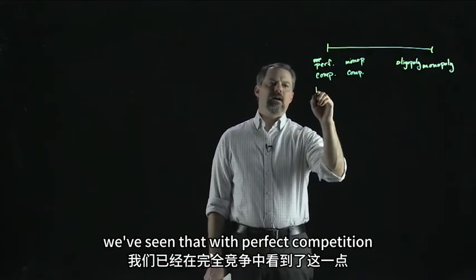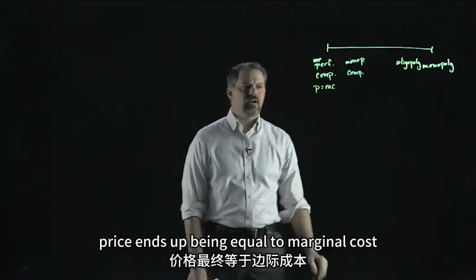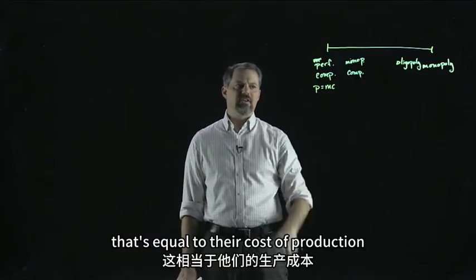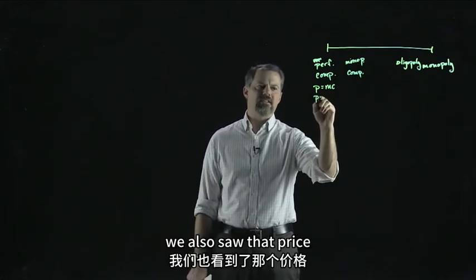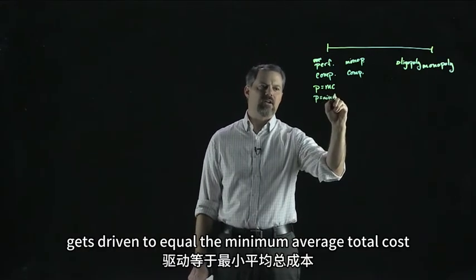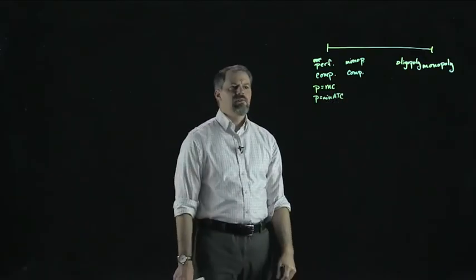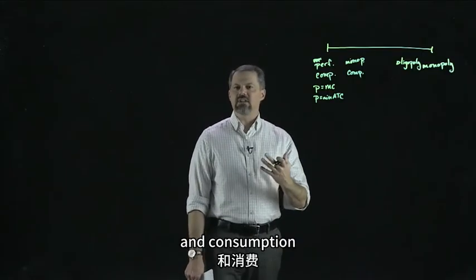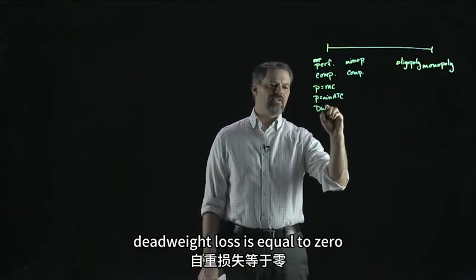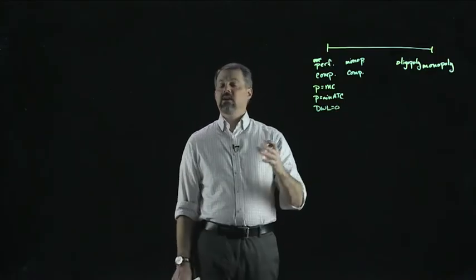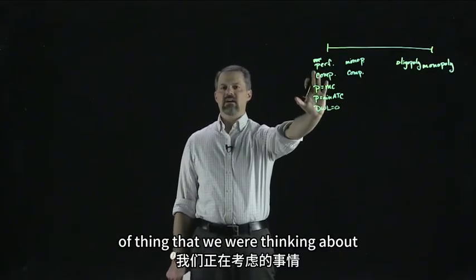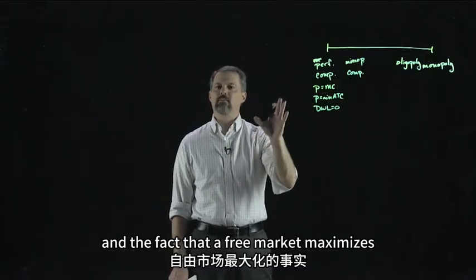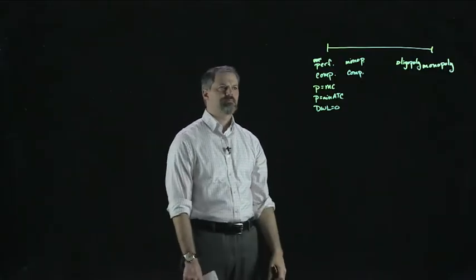We've seen that with perfect competition, price ends up being equal to marginal cost. The perfectly competitive firms charge you a price that's equal to their cost of production. We also saw that price gets driven to equal the minimum average total cost. And we talked about the fact that there is productive and consumption efficiency here. Deadweight loss is equal to zero with perfect competition. That's really the type of thing we were thinking about back when we were talking about the efficiency of markets and the fact that a free market maximizes total surplus.